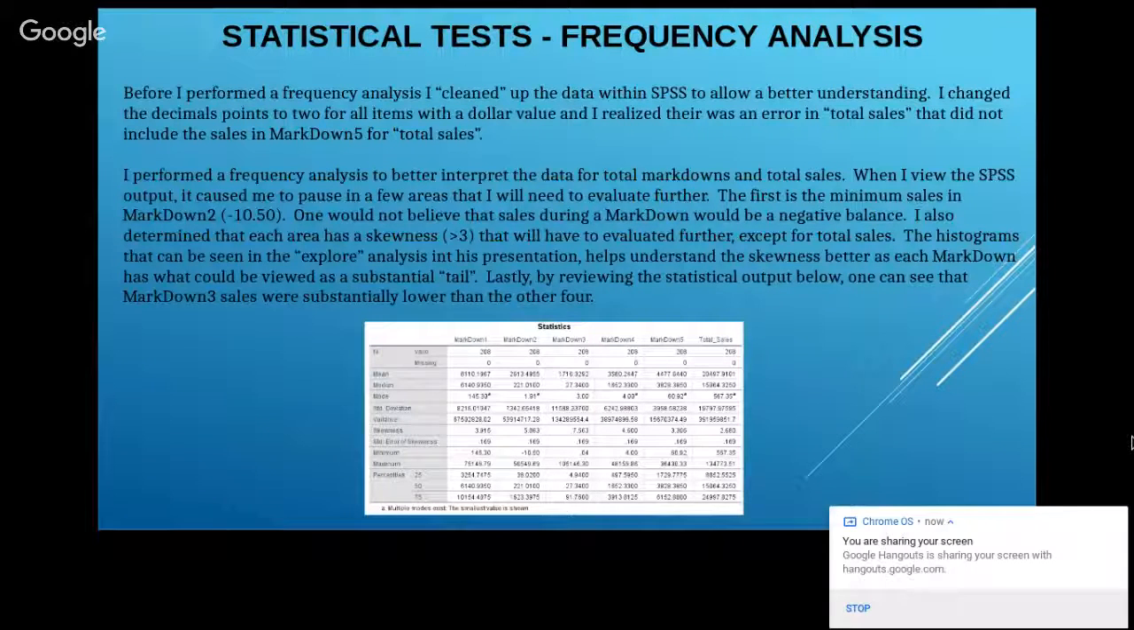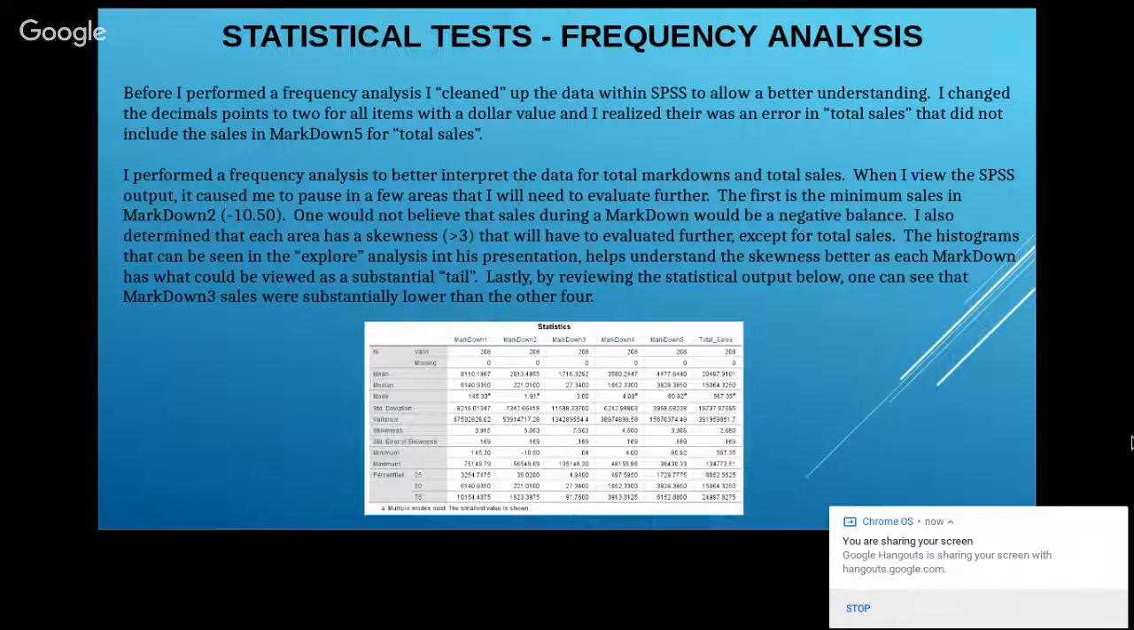Before I performed a frequency analysis, I cleaned up the data within SPSS to allow a better understanding. I actually changed the decimal points so I could see the last two from cents, and I realized there was an error in the total sales that did not include the sales from the markdown 5, meaning that when you add up 1 through 5, they didn't add up to the total sales. I found out that it was missing 5. I went in, fixed that, and now I could perform my analysis.